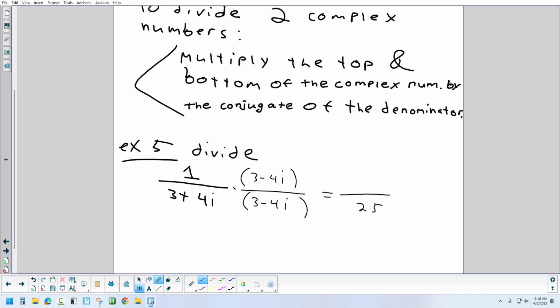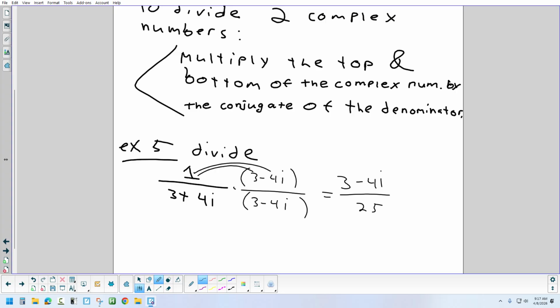Now in the top, that's just something we need to distribute, but it's only a 1. So what happens when I distribute the 1? Nothing. In this case, it doesn't change. If it was not a 1, it would change, but it is a 1. So the top is going to be 1 times 3 minus 1 times 4i. Now, we're pretty much done.